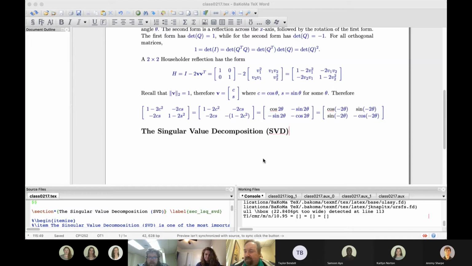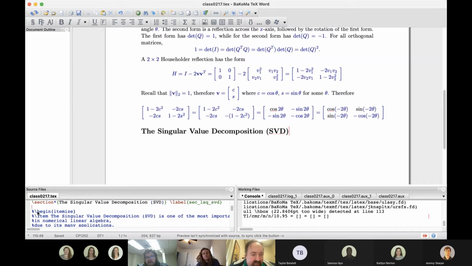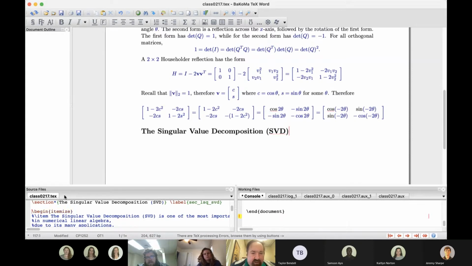And in fact, I still won't be able to show you the algorithm for the SVD yet. I'll be able to tell you about the SVD's properties and its applications, but toward the end of the semester, I'll be able to show you the algorithm once we learn about eigenvalues and eigenvalue methods.